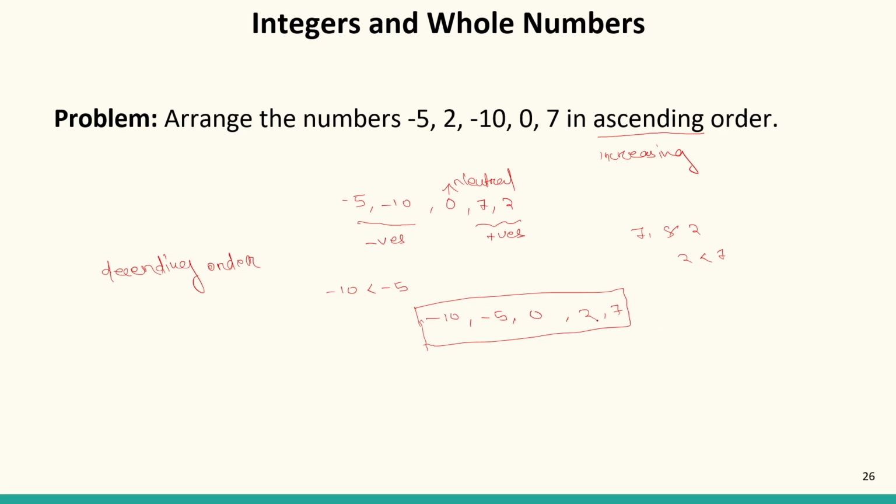Since we have already found their ascending order, to get the descending order what we need to do is 7, 2, 0. Since 7 is the greatest, the second greatest is 2, and then the third greatest is 0, then -5 and -10. Since -10 is the least value, the second least is -5, and so we got the descending order. This is how we can find the ascending or descending order of a given number series.